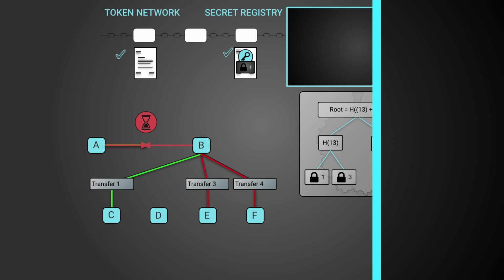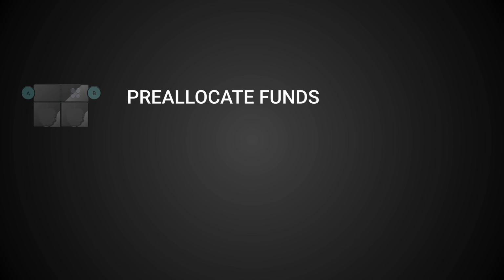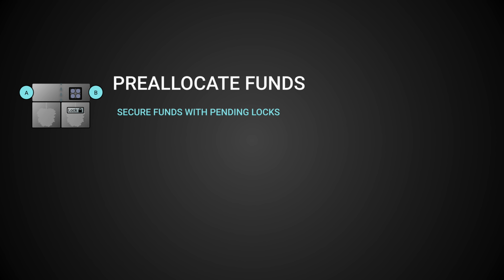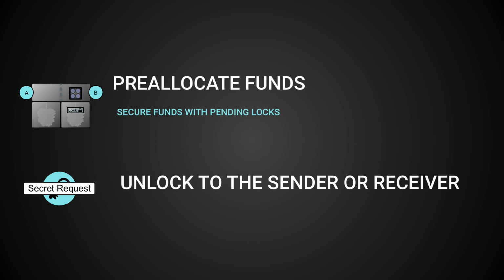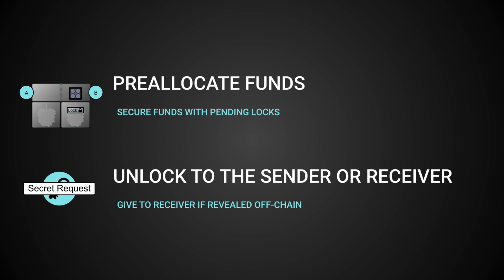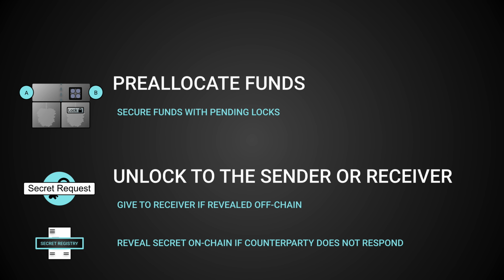So to summarize, there are two main steps for pending locks. Step 1 is to pre-allocate the funds as pending transfers, which are secured by locks. Step 2 is to either unlock the funds to the receiver or to the sender of the payment. If the secret is revealed off-chain, then no on-chain interaction is required. If the counterparty is unresponsive, the blockchain can always be used to guarantee safe transfers.